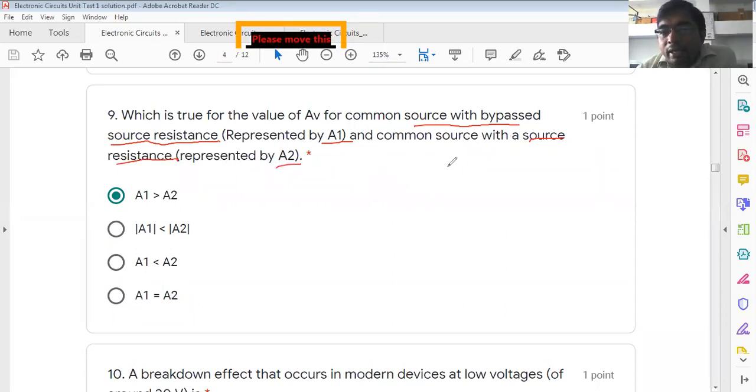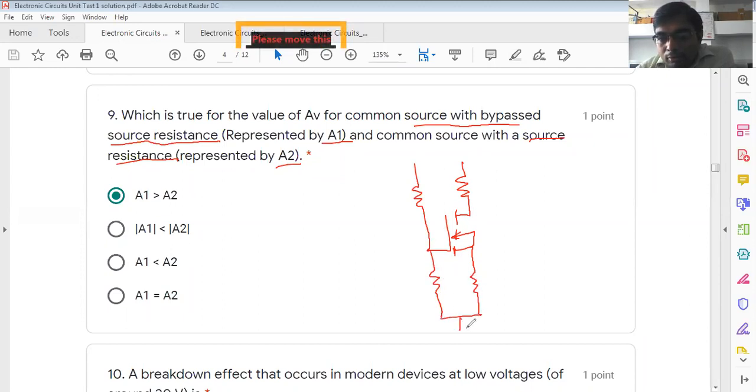So we have learned the configuration of common source amplifier. So what is this configuration? If you remember the configuration, this was the configuration as a MOSFET. If you remember this, there are two resistors. I am using the voltage divider bias actually. So what is going on here?